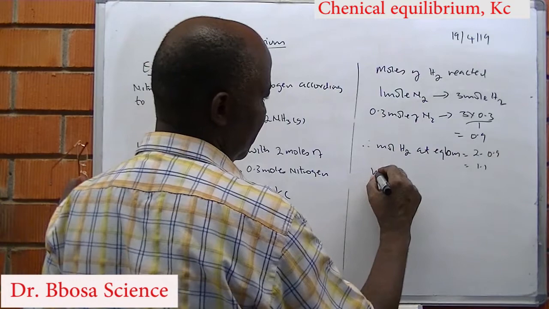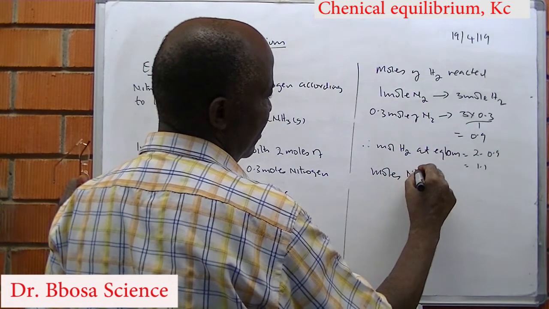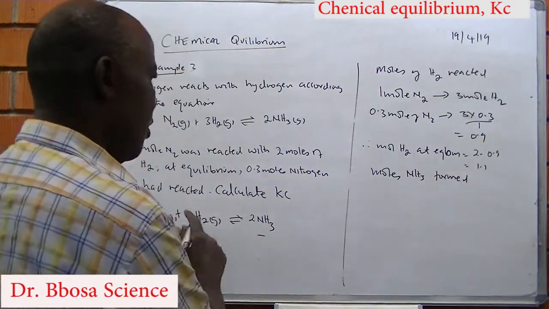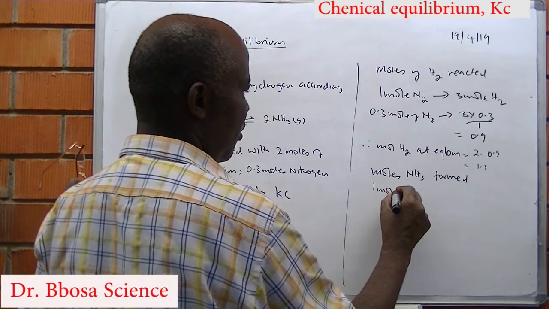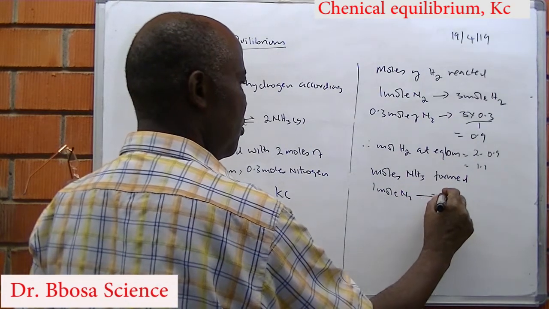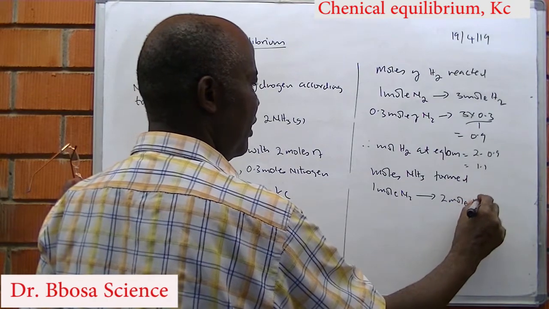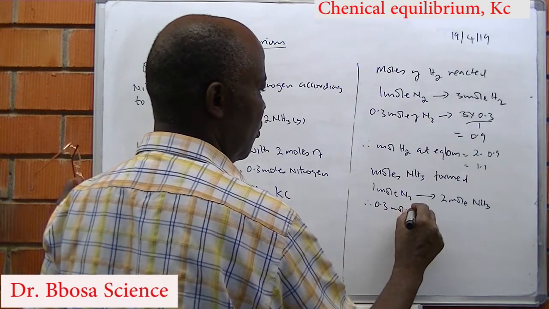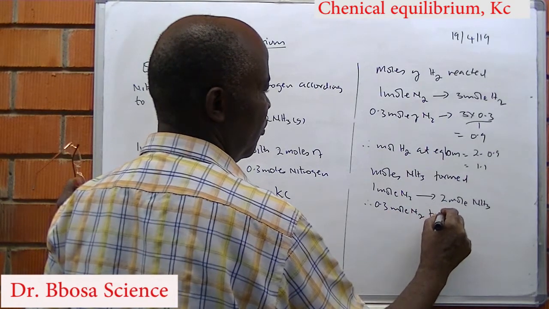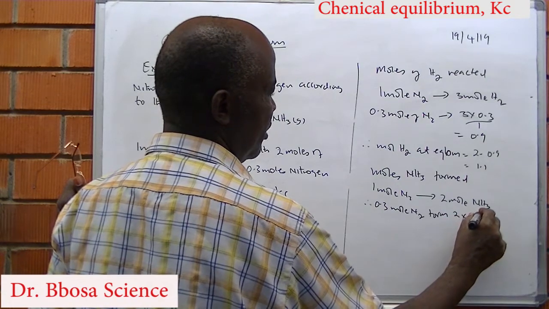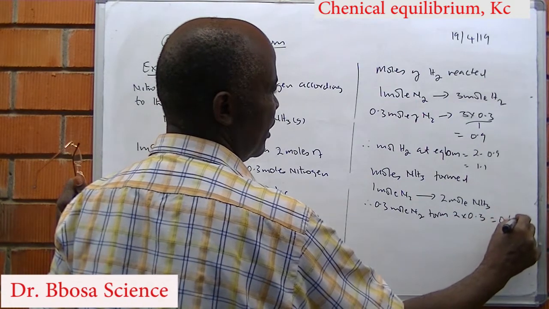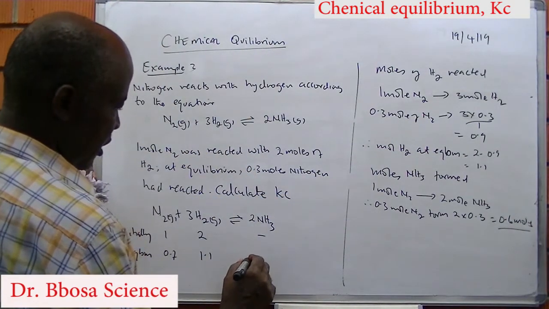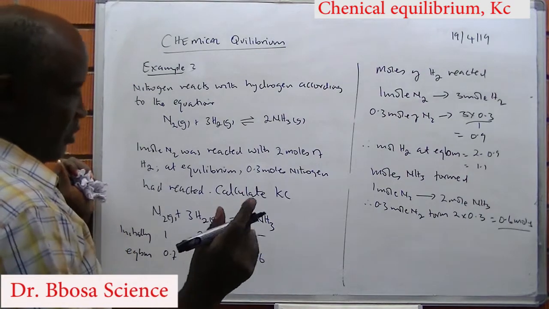Then moles of ammonia formed. 1 mole of nitrogen forms 2 moles of ammonia. Therefore, 0.3 moles of nitrogen form 2 times 0.3, which is equal to 0.6 moles. So 0.6 moles of ammonia formed.